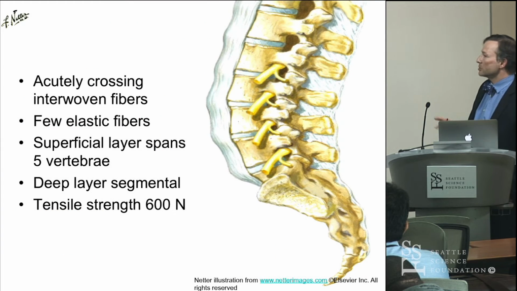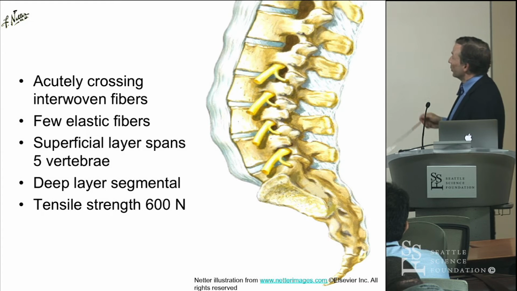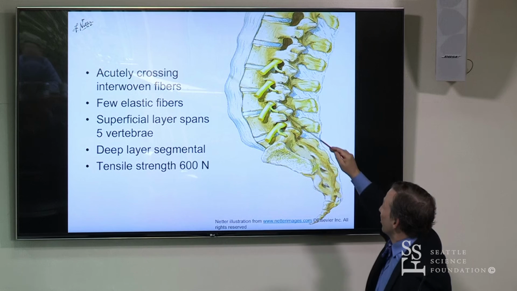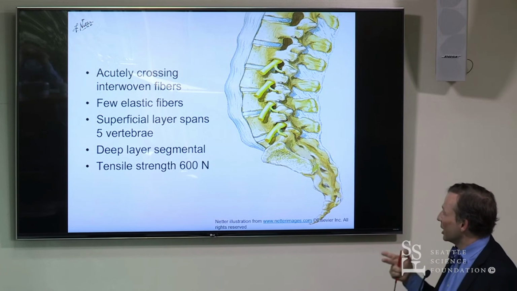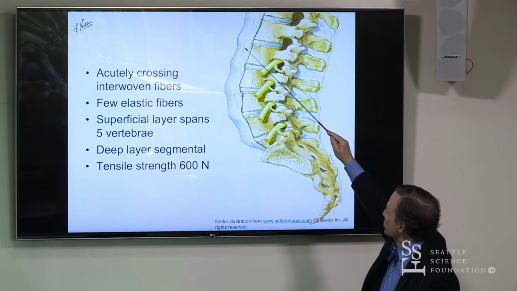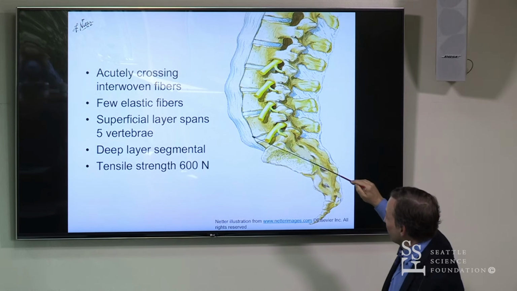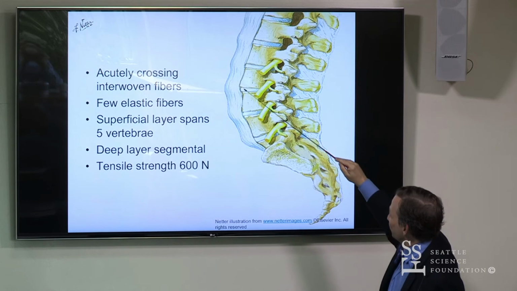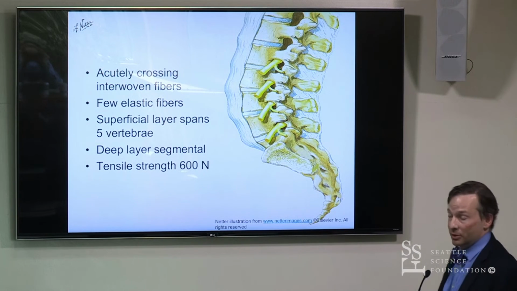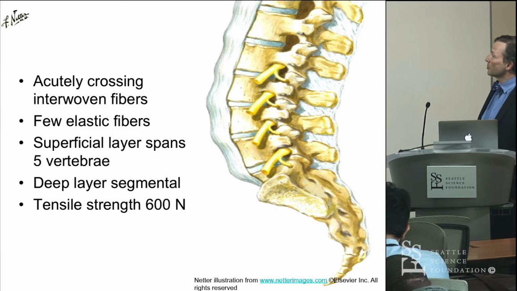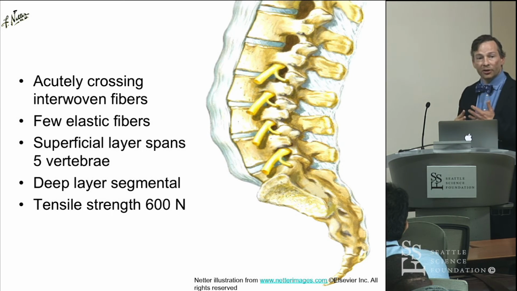So, some of the ligaments of the lumbar region. We have the anterior longitudinal ligament. Remember I said this runs from the sacrum all the way up to the skull base and is a combination of superficial fibers that span usually 5 or so vertebrae, and then a deeper level that spans just one level. Tensile strength is about 600 newtons, so it's one of the stronger ligaments, if not the strongest, of the spine. There's not as much elasticity. The fibers are crisscrossing, so they interlace with one another to help support things.